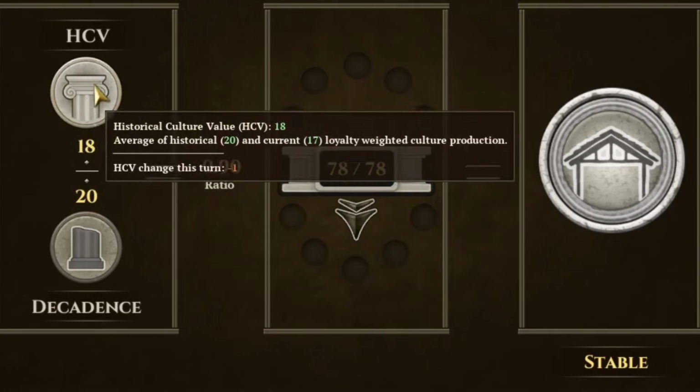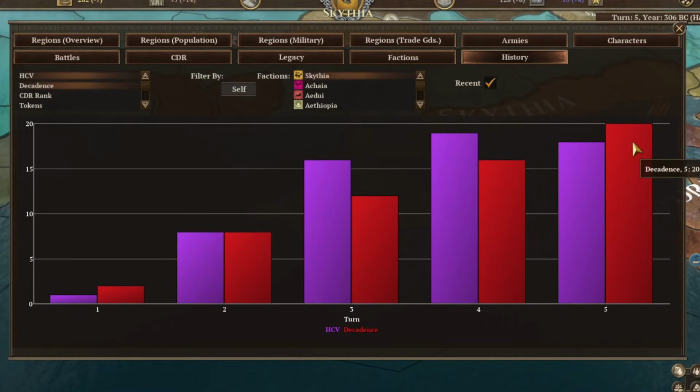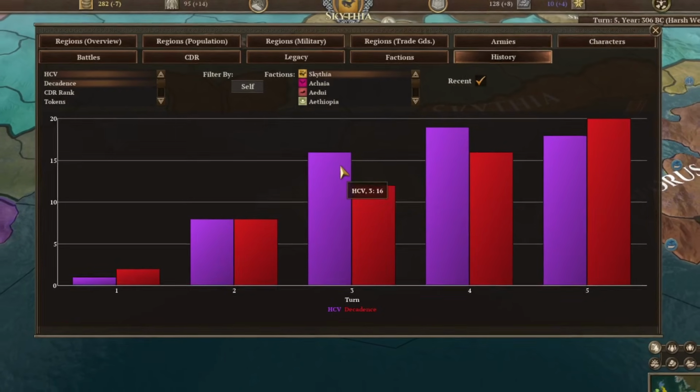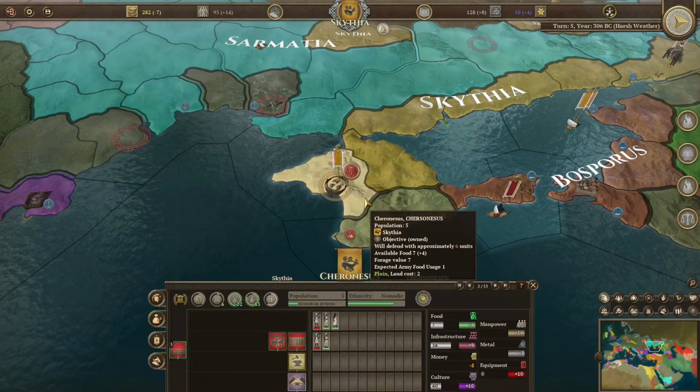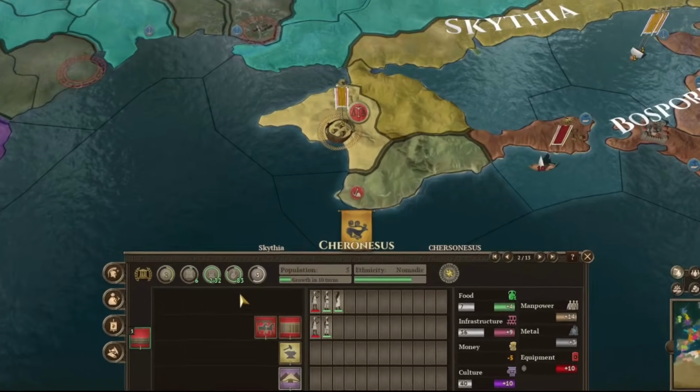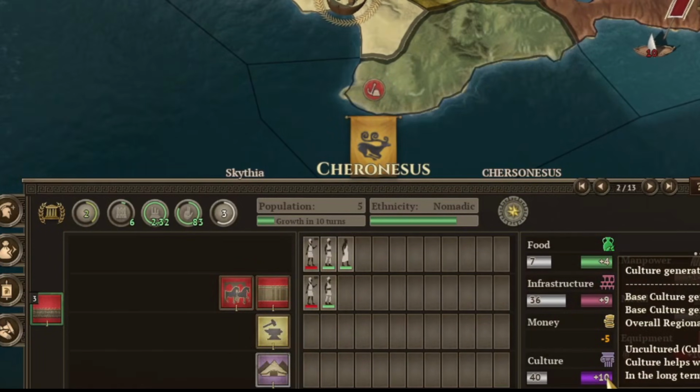And then the 18 is visible in the history section. So here we have 18, here 19, 16, but this is not the historical current culture, this is the historical culture value. So how can we increase the loyalty? If I click my region, you can see that the loyalty is 83. That's why I will use 83% of my culture production, so of 10.